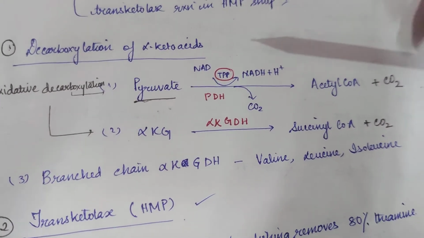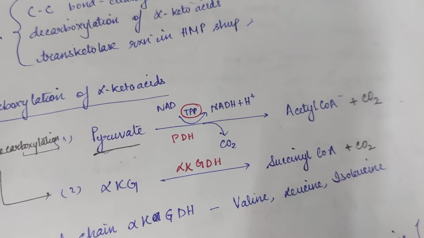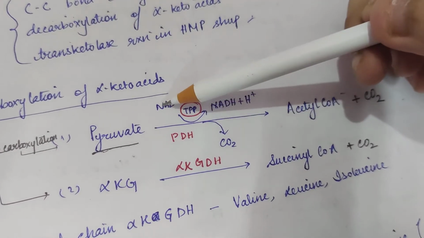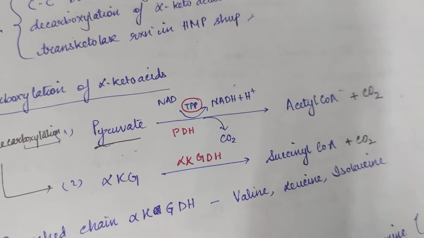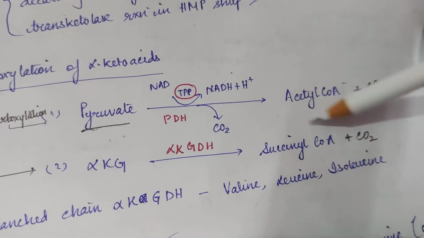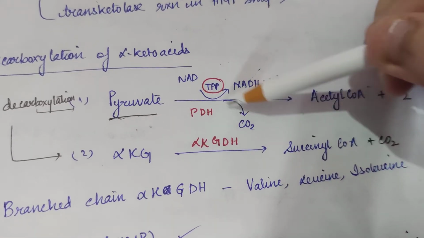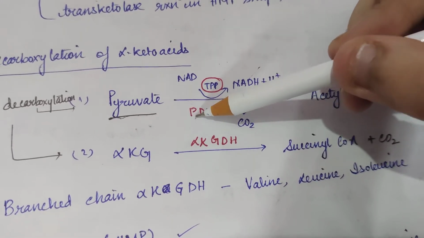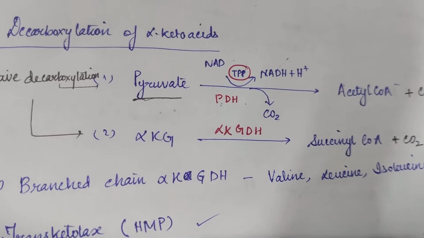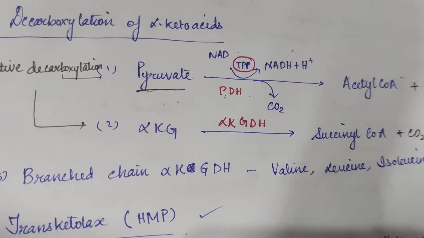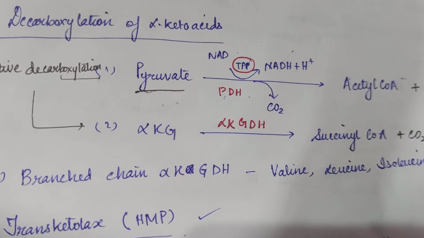Now, in decarboxylation we have two reactions. The first one is pyruvate to acetyl coenzyme A, the link reaction. In this case NAD is changed into NADH, and here also we get ATP from the electron transport chain, and then acetyl coenzyme A enters the Krebs cycle, from which we get ATP. The enzyme required here is pyruvate dehydrogenase, and TPP is the coenzyme. I forgot to say that all the vitamin B group vitamins act as coenzymes to certain enzymes.